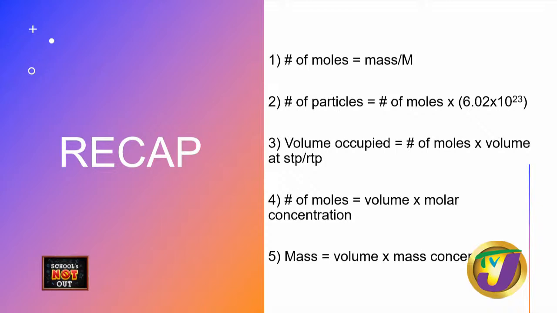Number 4 is that the number of moles is also equal to volume times molar concentration, right? And remember, the volume must match the concentration, because molar concentration is in moles per dm cube, and so the volume must also be converted to dm cube. Never multiply cm cube with dm cube. And the last one is mass, where we have volume times the mass concentration.